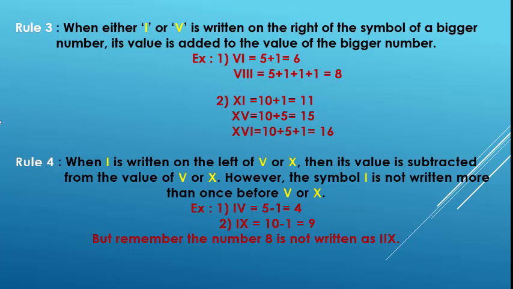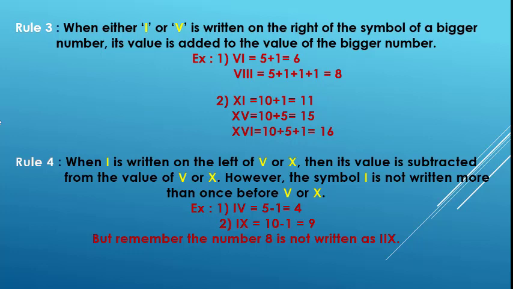As you can see in example number 1, the number given is 4 in Roman numbers. The letter I is written on the left hand side of V. So according to rule 4, when I is written on the left of V or X, its value gets subtracted from the value of V or X. So first we will write the value of the bigger number, which is V. So the value of V is 5 minus the value of I, which is 1, which is equal to 4.